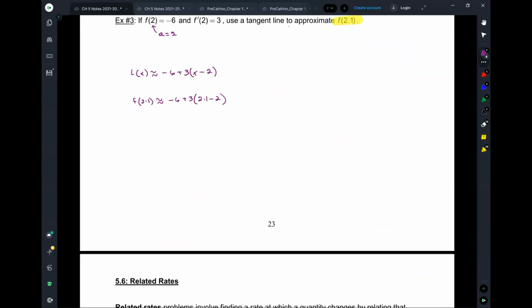Okay. So now this is equal to -6 plus 3 times 0.1, which is 0.3. I haven't thought that simply in so long. -6 plus 0.3 is how much? -5.7. All right.